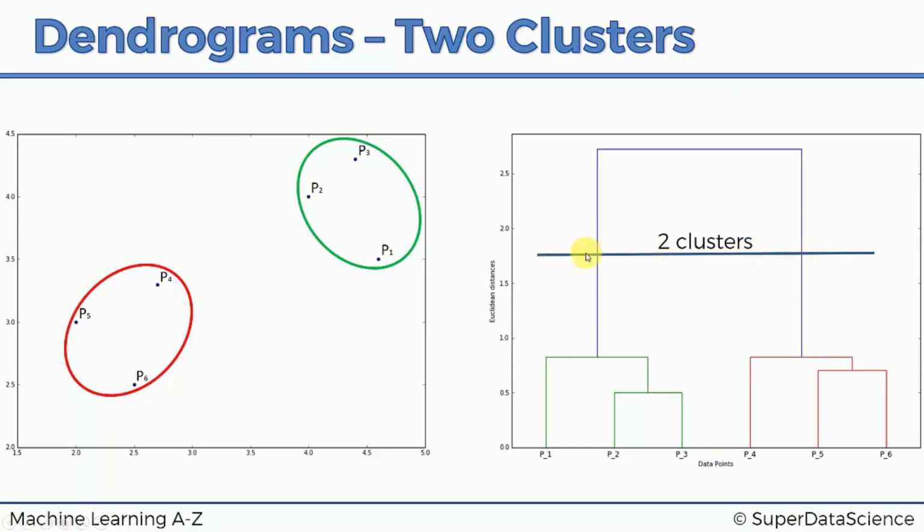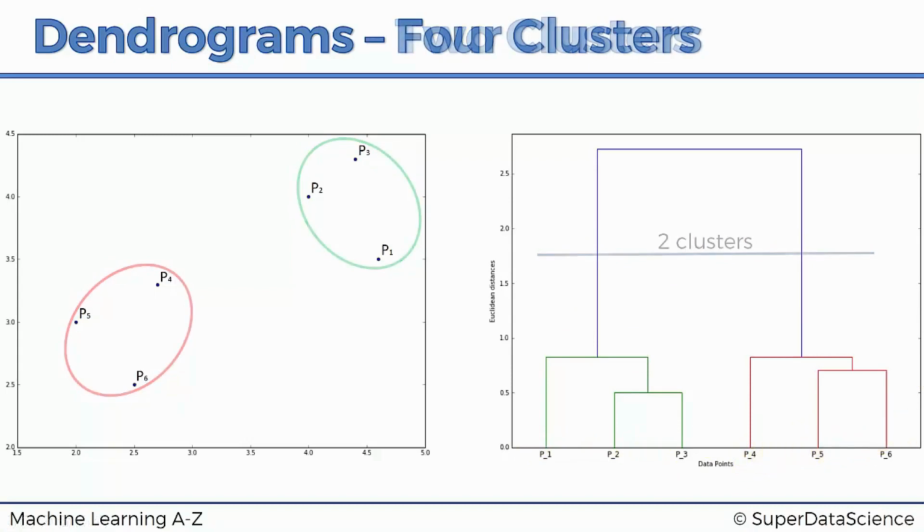So here you can see it crosses 2 vertical lines. That means we will have 2 clusters. It will be this cluster with all these points, P1, P2, P3, and this cluster P4, P5, P6. All right, so let's have a look at another example.